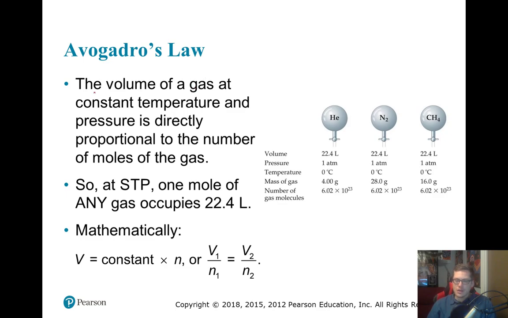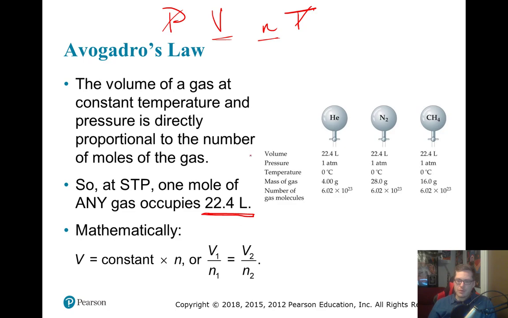Avogadro's law states that the volume of a gas at constant temperature and pressure is directly proportional to the number of moles of the gas. So once again, we've got these 4 specific values for gases, and it says right here we're keeping the temperature and the pressure constant, and we're relating volume and the amount, or the moles, of gas. Because of this relationship, we know that any gas at STP occupies 22.4 liters. So this is a really important value.